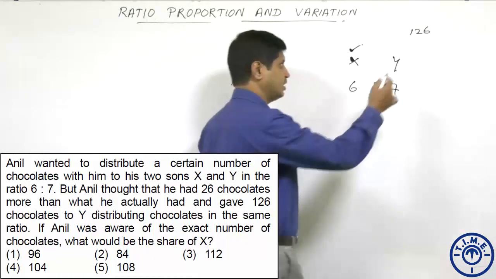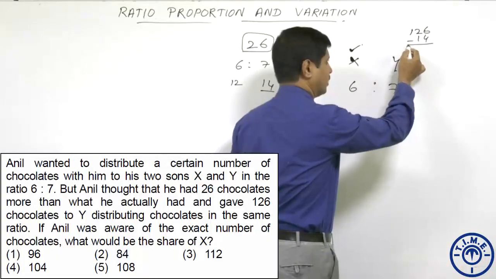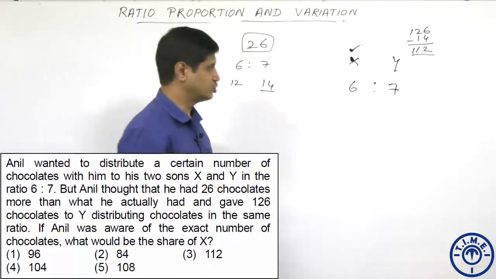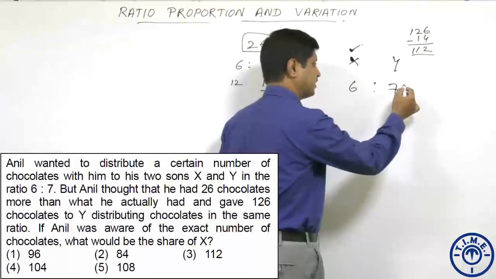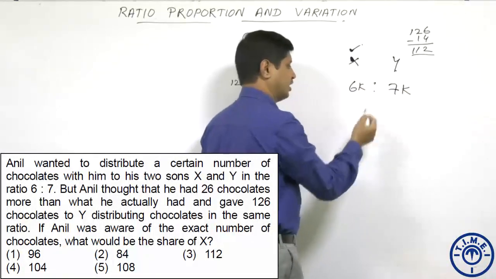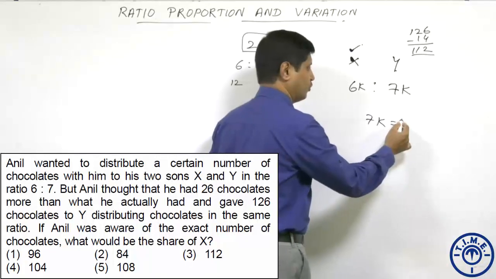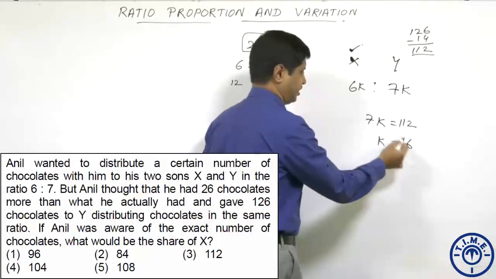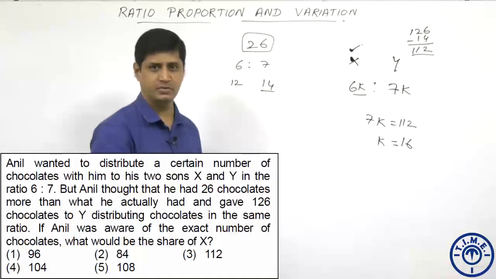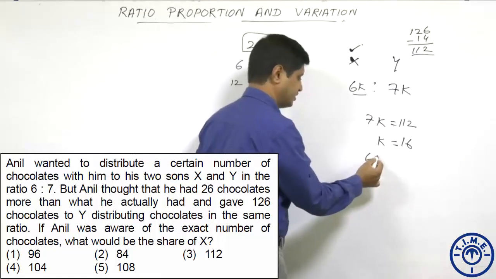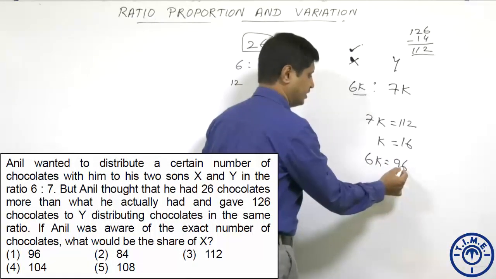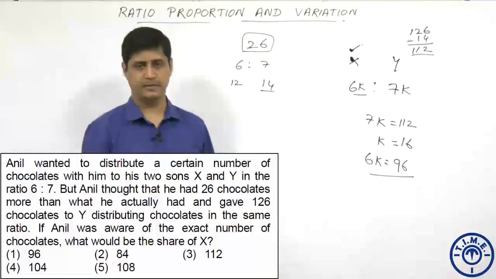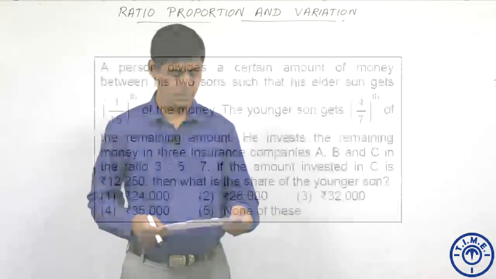If we subtract the 14 from this number, we get the exact number of chocolates distributed to Y. Now, the 7 parts is equal to 112, so what is the K value? It is 16. So, what would be the number of chocolates with X? It is 6K, the value is 96. It is the answer. The option is 1. Now, look at the next question.